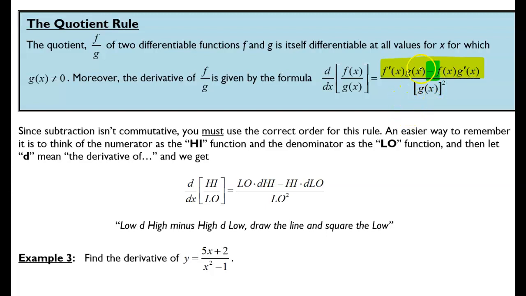And so we have a catchy little phrase to help you remember how to take this derivative. You think of the numerator as the high function, the denominator as the low function. And when we say d, we're going to take that to mean the derivative. So the derivative of high over low is low d high minus high d low. You draw the line and square the low. Okay, so that's how we're going to remember the quotient rule.